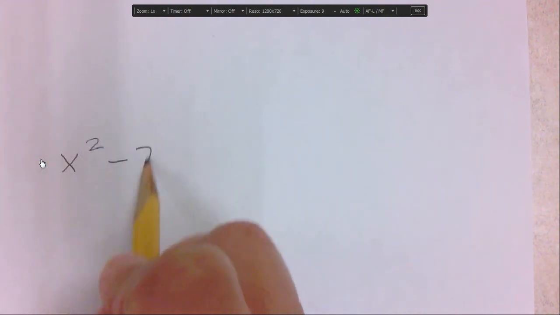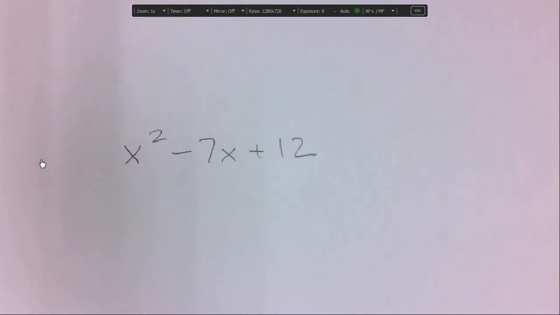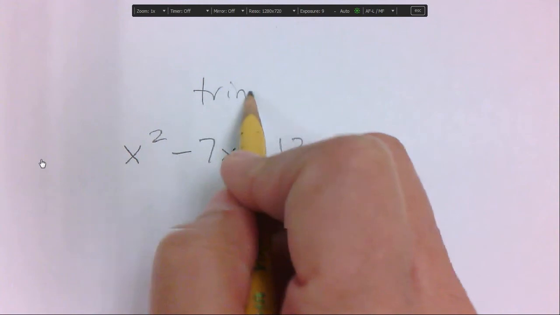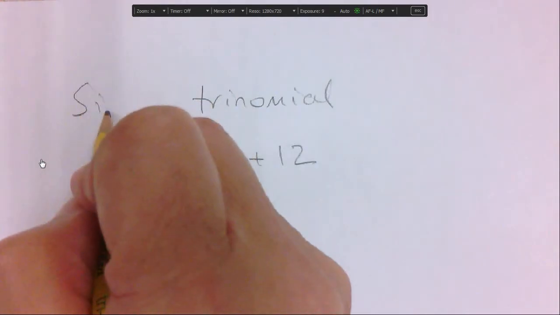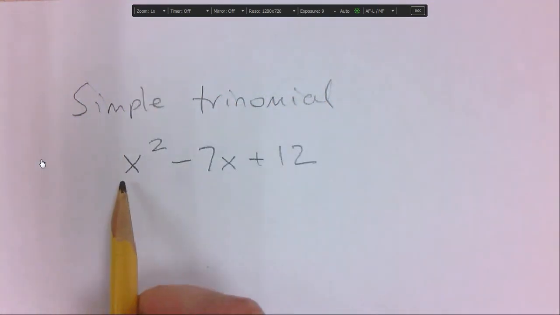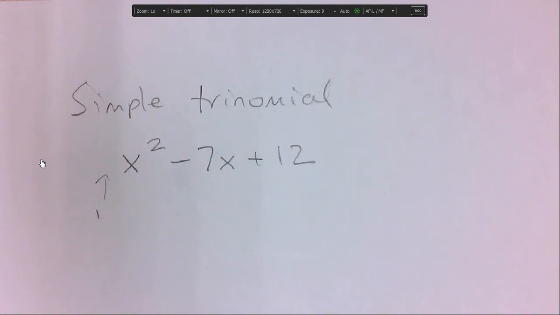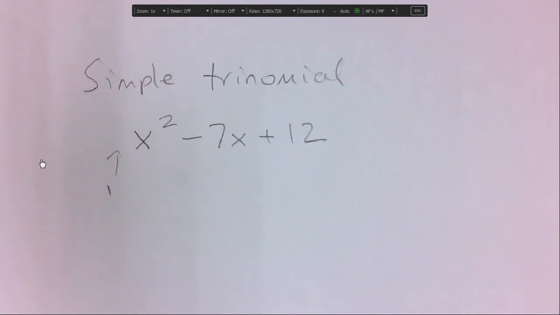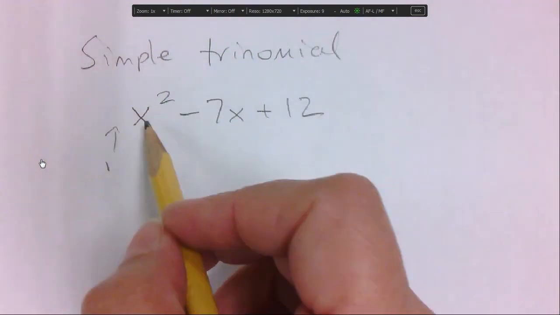So for example, here we go, three terms. Okay, this is a trinomial, and this is called a simple trinomial because the coefficient of the x squared is 1. Okay, we don't write it, but it's there. In a few minutes, we'll talk about complex trinomials, where you'll see a number there which is not equal to 1.